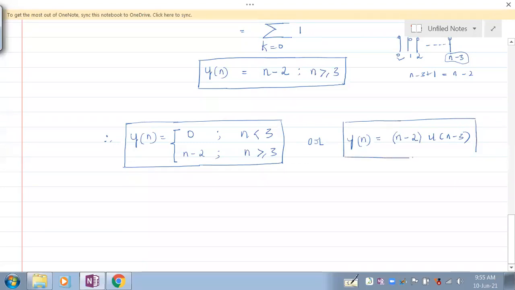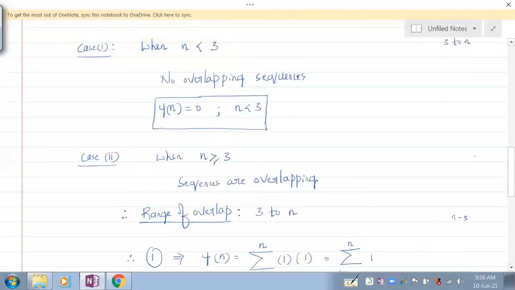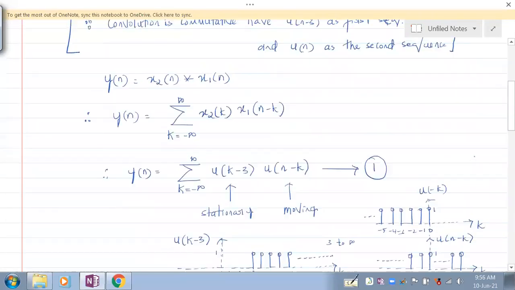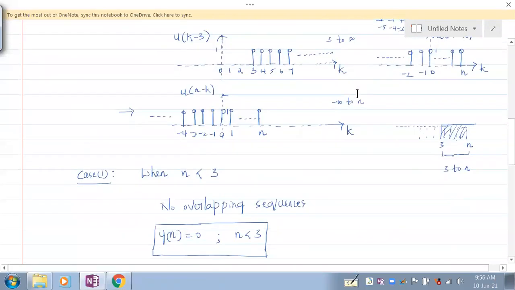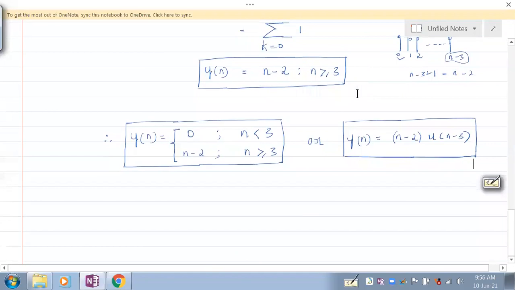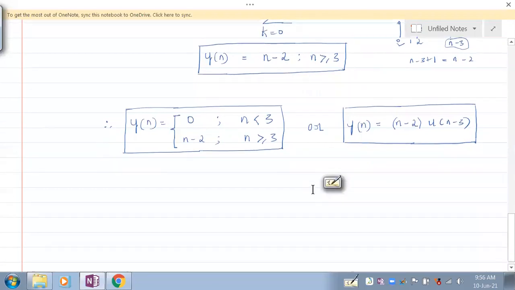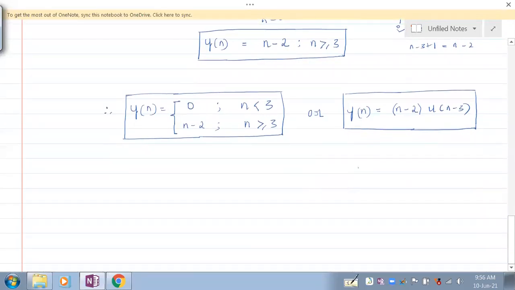So this is how we have to represent the output. Sometimes they'll ask us to sketch the output also. Here they have not asked. Sometimes they may ask us. If they ask, you will sketch; otherwise you will not.